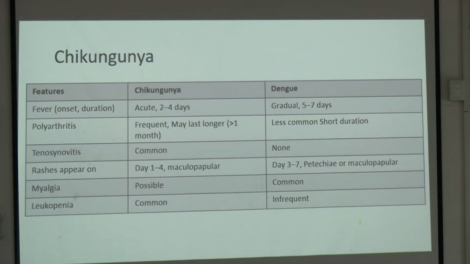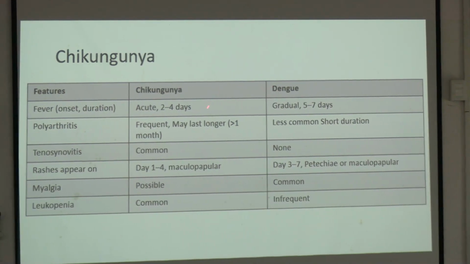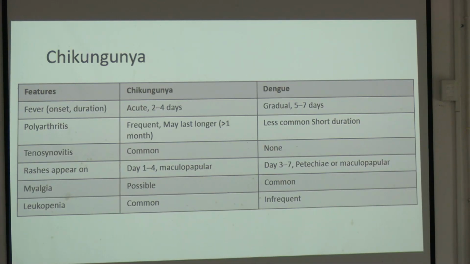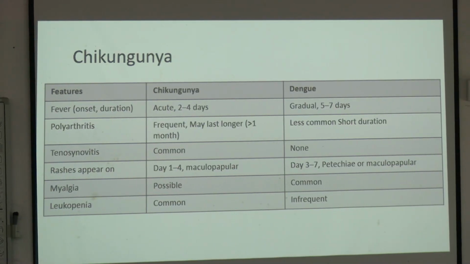Now, if we have to differentiate between chikungunya and dengue, how can we differentiate? Let us look at the differences. The first is fever. The chikungunya fever is more acute, whereas dengue fever is more gradual. It takes about 5 to 7 days. The polyarthritis is very frequent in case of chikungunya, slightly lesser in duration in case of dengue.